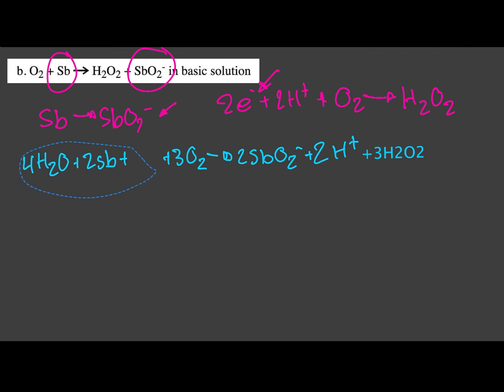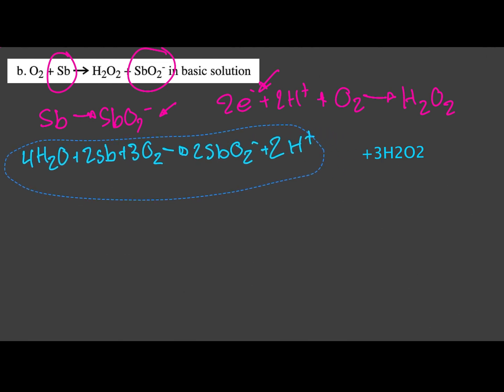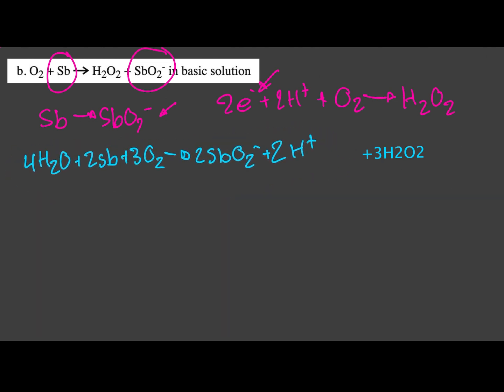Now, if this were an acidic solution, this would be all we would have to do. But since this is a basic solution, we have one more step, and that is neutralizing all of the H+ with OH-. We can see there are only 2 H+, therefore we must add 2 OH- to each side. Remember, what you do to one side, you must do to the other.